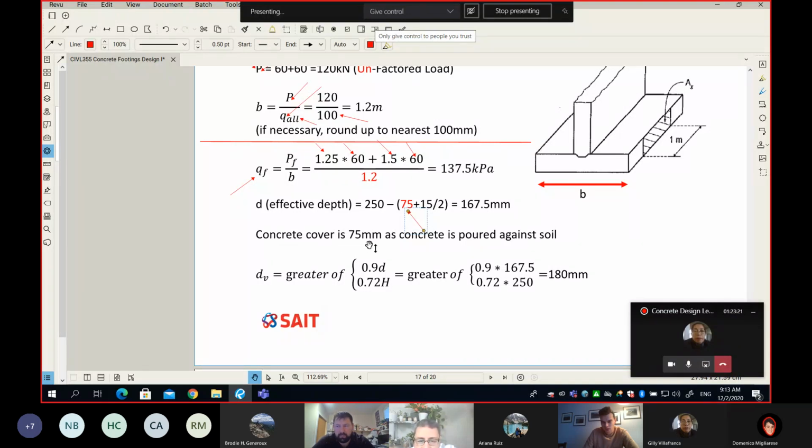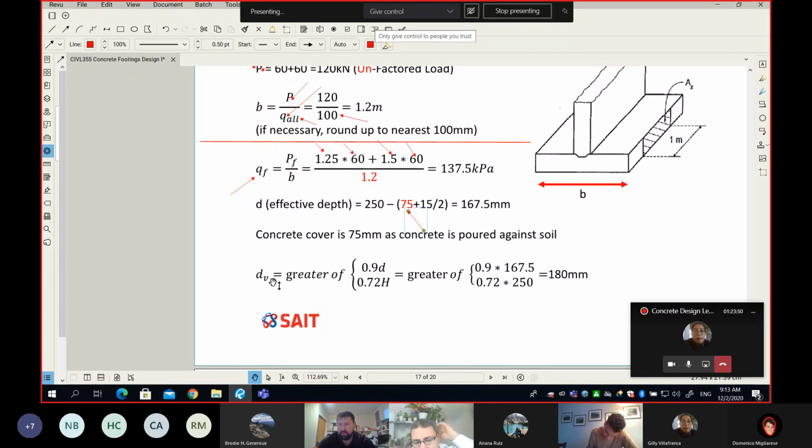Concrete cover is 75 millimeters, as concrete is poured against soil. I think I said this probably in the first few classes: when we pour concrete against bare soil, the concrete cover has to be 3 inches. Please, for our footing design, the cover will always be 75 millimeters. Please take a note. And then we found here the d, and next what we do is simply find the d sub v.